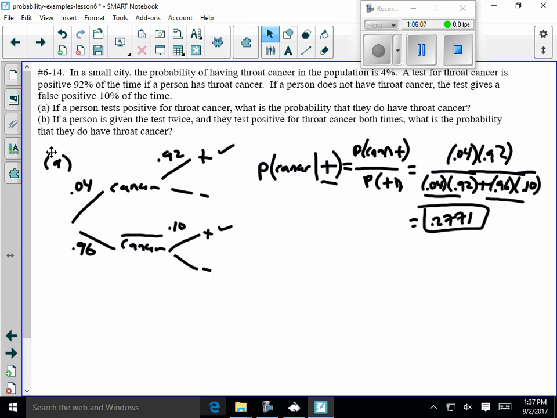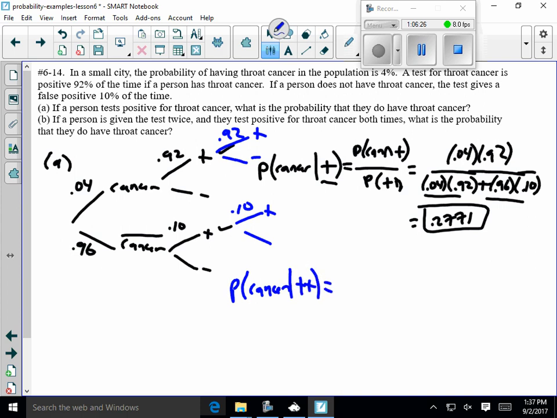Okay, the second one says, what if we give the test twice? So what if you're tested again, and you have the same probabilities of a positive test or a false positive. So now what is the probability of having cancer given that you tested positive twice? So this time it would be the probability of the paths: the probability of cancer is 0.04, and you'd have to test positive and test positive a second time. Or, plus, you could not have cancer, 10% chance of a false positive times 10% chance the second one is also a false positive.